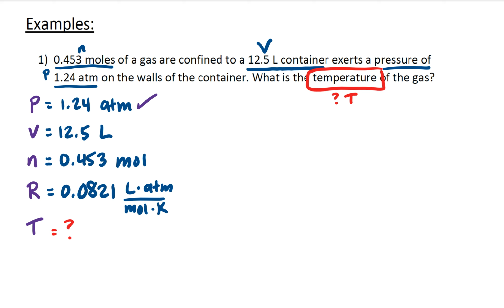Now moving on to volume. The volume unit inside the R is liters. Our volume is in liters. That's perfect. Our amount has to be in moles, which it is. So we're good. And then finally, temperature. I don't have any unit of temperature in the question, but if I look at my R value, I know that temperature has to be in Kelvin.